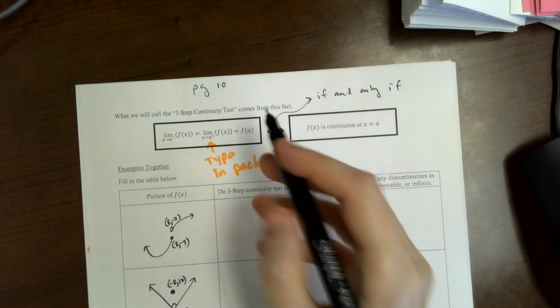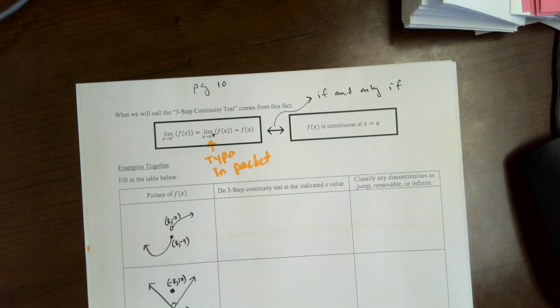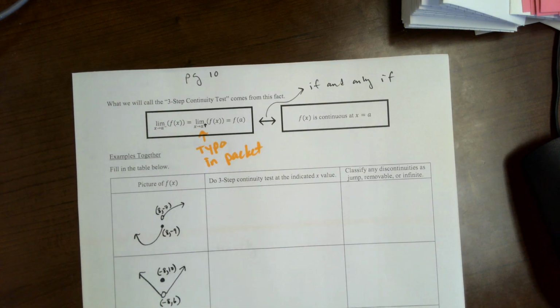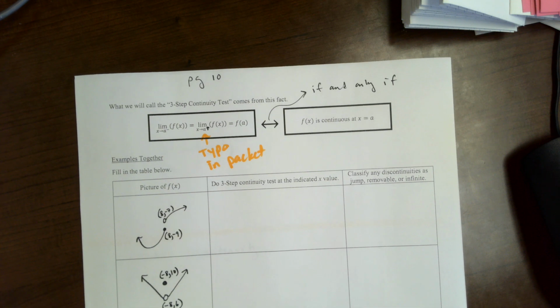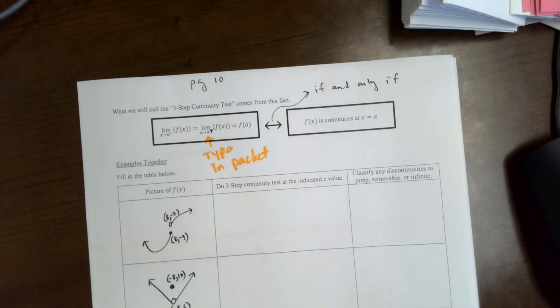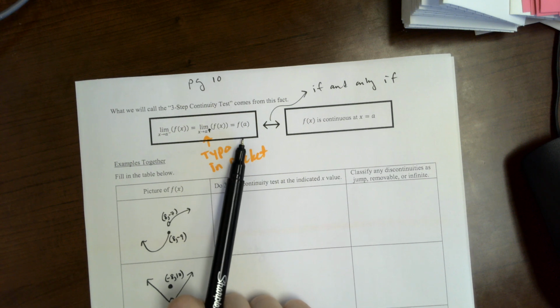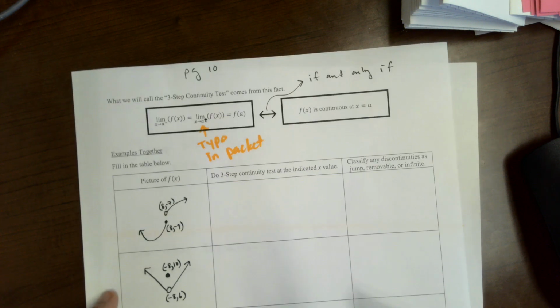And in your packet, guys, this is a typo. I think I have two minuses, but that should be a plus right there. Now that is the definition of continuity. So a function is continuous at a point if this is happening. If this does not happen, then we say that the function is discontinuous at that value. And we can actually classify different types of discontinuities. So let's write down those classifications, and then we're going to backtrack and do these examples.